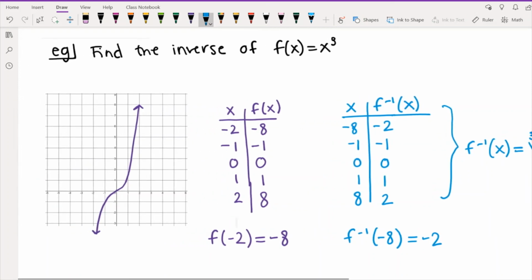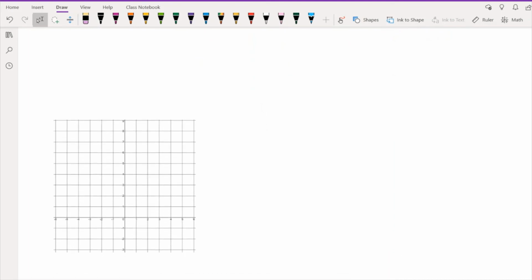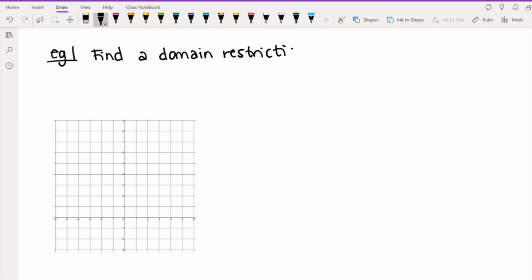So one last thing I wanted to quickly mention is that if you have a function that is not 1-to-1, you actually can force it to be 1-to-1 in order to have an inverse function. So we're going to find a domain restriction to make the function f of x is equal to (x minus 1) squared 1-to-1.